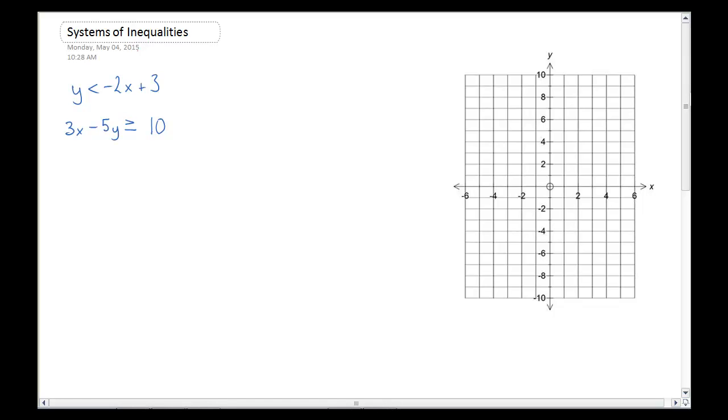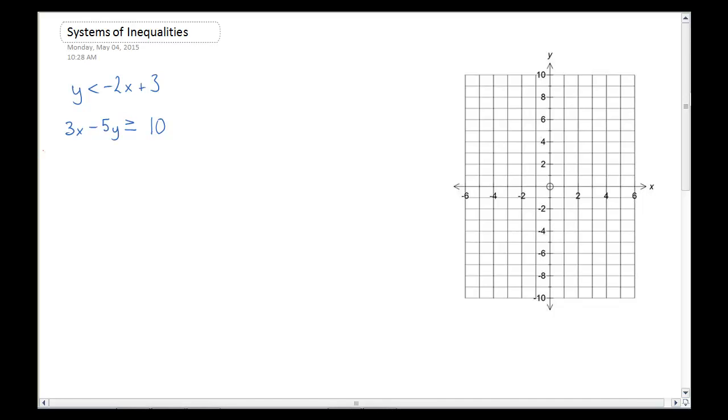Note that with systems of inequalities, back when we did systems of equations, we could do graphing, substitution, elimination. With an inequality, remember, we have to shade half of the graph. There's no way to represent that algebraically. And so therefore, we won't be able to do this by substitution or elimination. We can only do it by graphing.